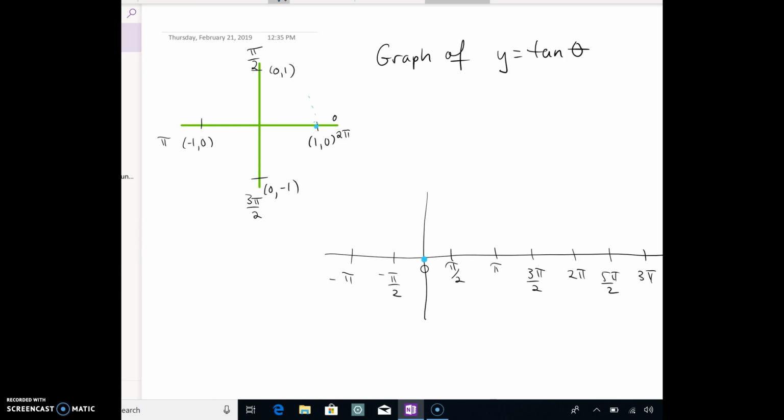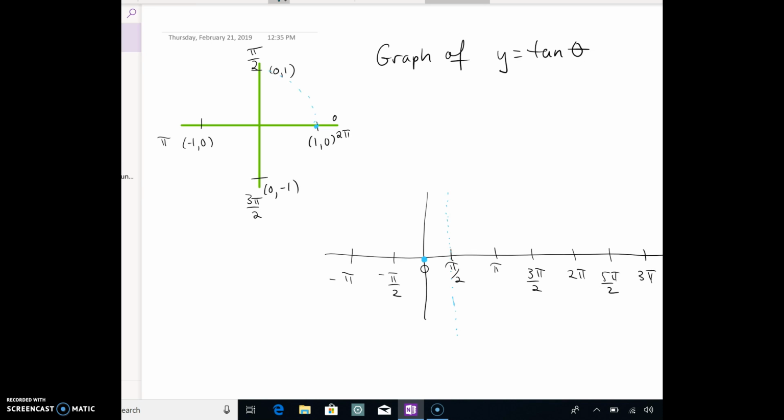Now let's go over here to pi over 2. Again, if we look at the ordered pairs, we have x is 0 and y is 1. Recall that tangent is the ratio of y over x. 1 divided by 0 is undefined, which means at pi over 2 we have something that's undefined, which also means we have a vertical asymptote. So at pi over 2, the function's never going to cross there.